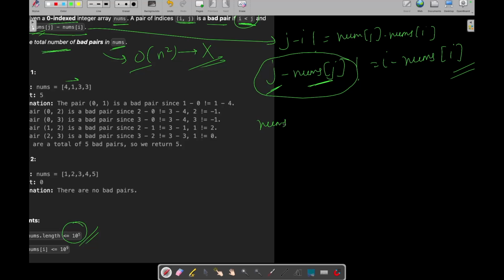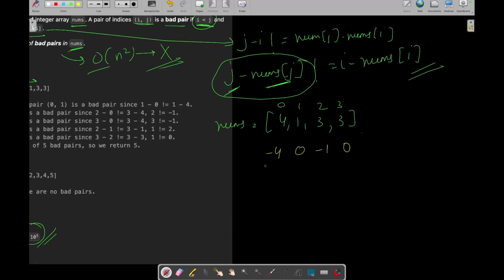So you have been given nums equal to 4, 1, 3, 3, right? And the indexes are 0, 1, 2 and 3. Okay, so let's see. The value of 0 minus 4 will be minus 4, 1 minus 1 will be 0, 2 minus 3 will be minus 1, 3 minus 3 will be 0. Okay, but still, without iterating twice in this array in a nested loop, we can't find the number of bad pairs. But we can find the number of good pairs in a single iteration.